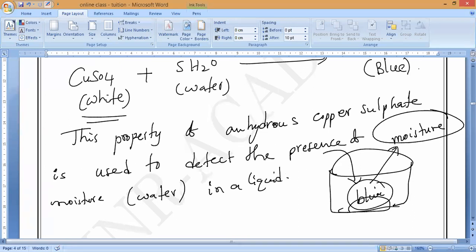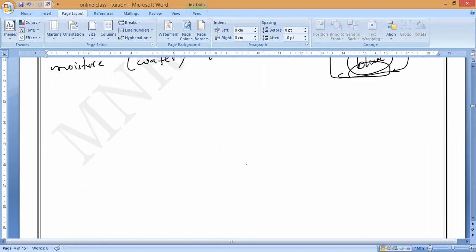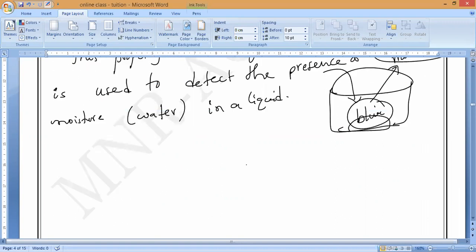This is also an MCQ. If a few drops of the liquid are added to the white anhydrous copper sulfate powder and it turns into blue color, then we can say it is indicating the presence of moisture in the liquid. If there is no moisture, it won't turn blue. Is it okay, guys?